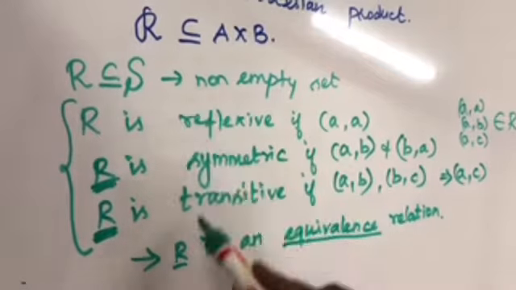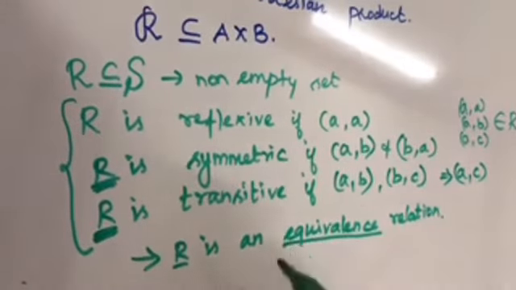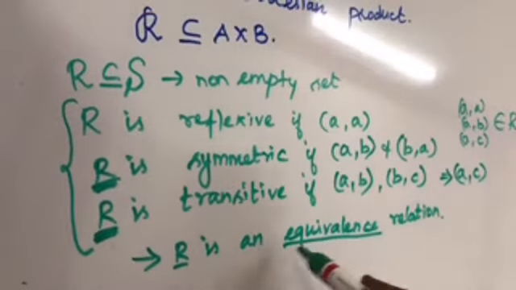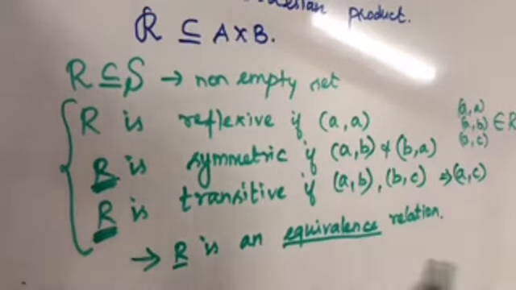These three are the basic relations. If R satisfies all the three relations, then we call it an equivalence relation.